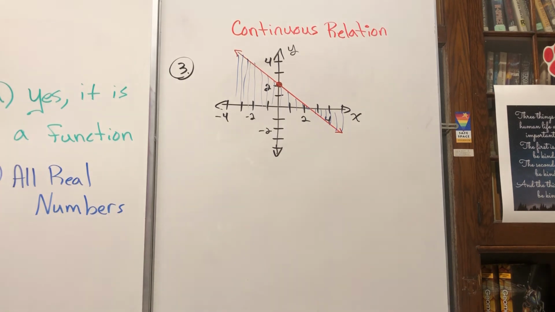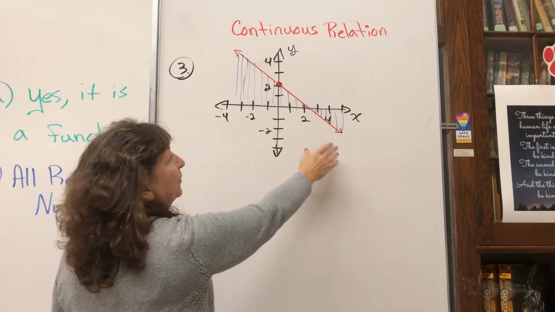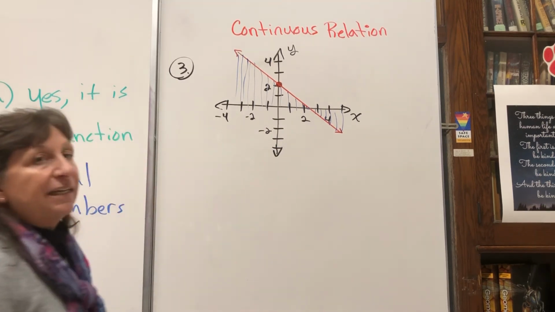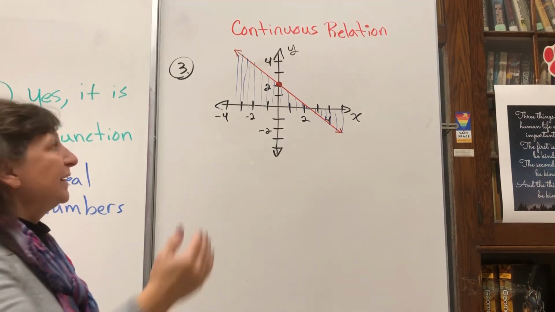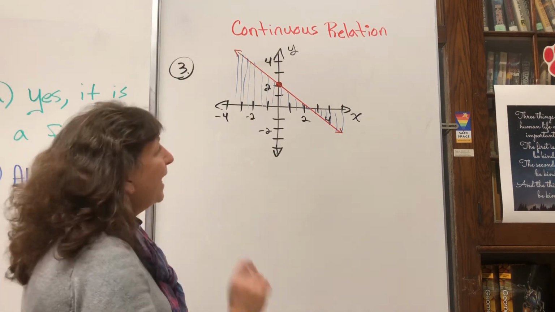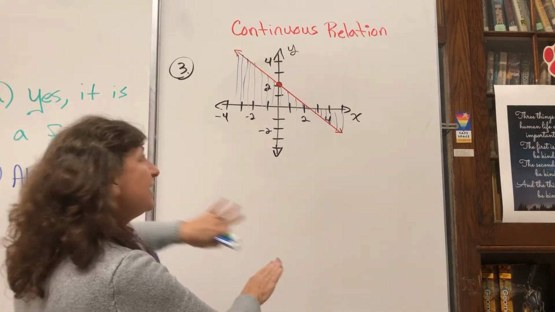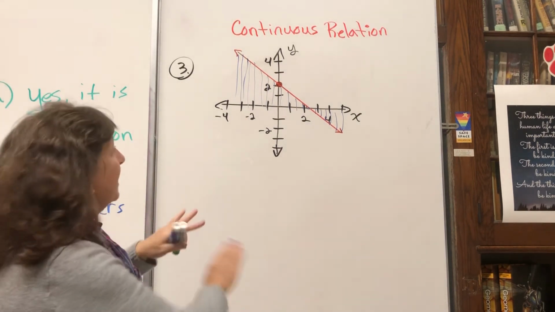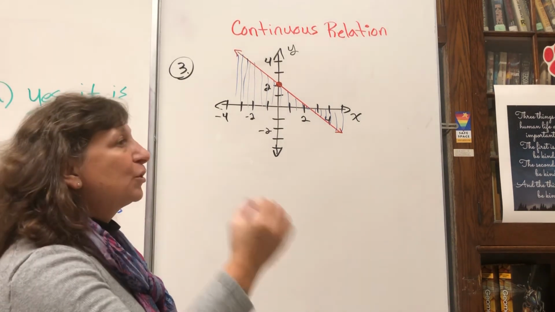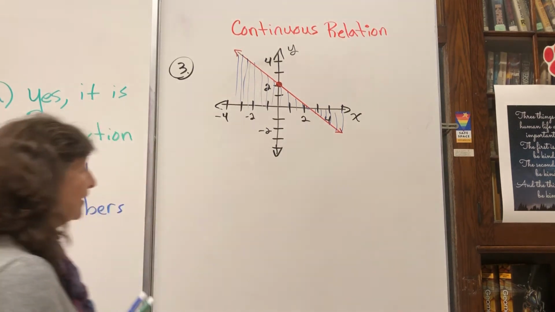And the reason the domain is all real numbers is every single x value, and you could select any x value anywhere on the x-axis, and it will correspond to a point that's on that line. So perhaps that's a better way of phrasing it. Every single point on the x-axis from 0 to positive infinity and from 0 to negative infinity, every single real number that is on the x-axis has a corresponding point on this line. That's probably the best way of phrasing that.